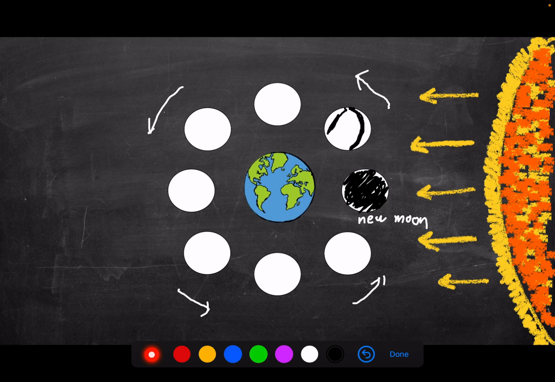Okay, and that would still be covered in shadow. All right, then we have the first quarter, so half moon basically, but it's called the first quarter moon, and the light is now half covering the moon. Okay, then we have waxing gibbous, because the moon's face is not quite full yet, so it's kind of deformed, so we call it a gibbous.